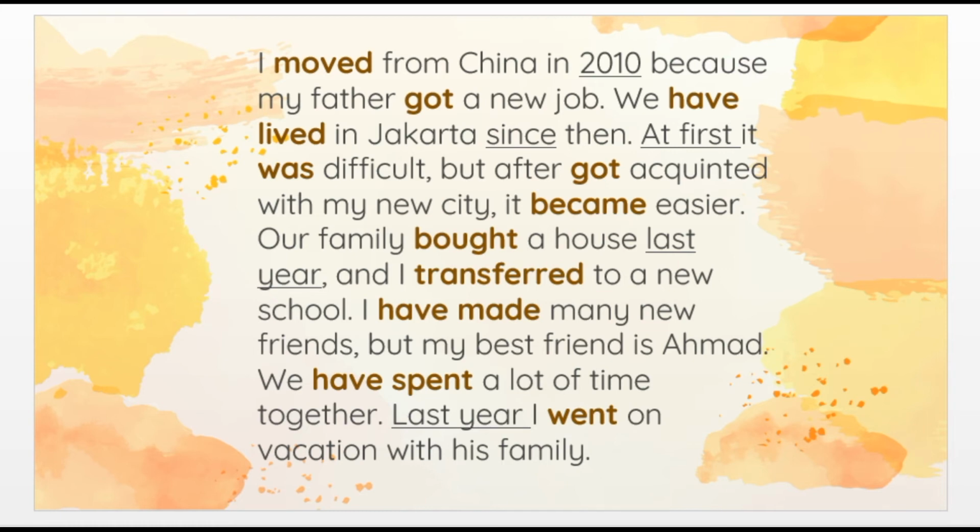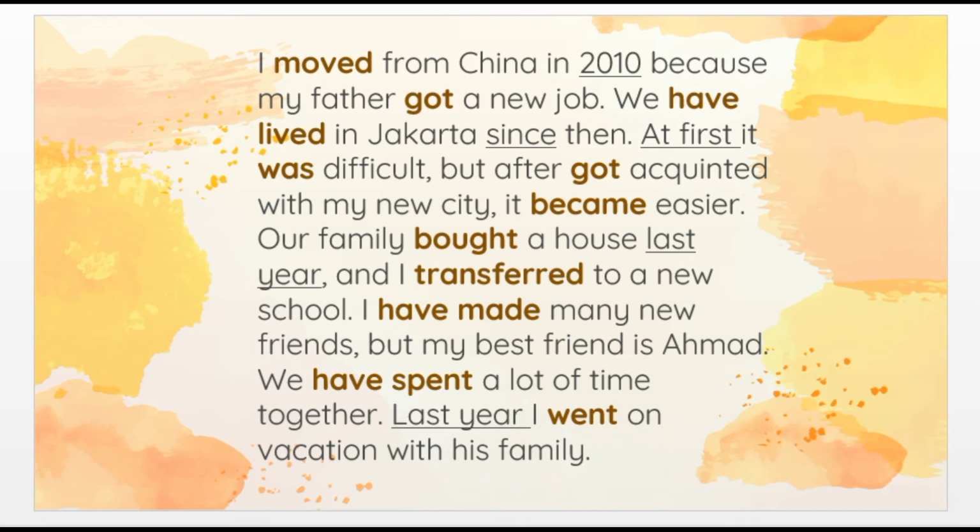Then, the next sentence, I have met many new friends, but my best friend is Ahmed. Here we don't have any time signals, and it shows us, based on the logic, the writer is still the best friend of Ahmed, right? That's why it used present perfect, I have met. We have spent a lot of time together. It's the same explanation. There is no definite time that shows us the past. It happens in past actions or past activities. That's why it used present perfect. For the last sentence, last year I went on vacations with his family. Last year shows us the definite time in the past.